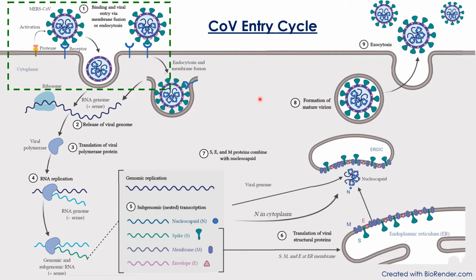So our main focus in this entire entry cycle will be on the interaction of the spike protein with the receptor, because this is the interaction which forms the first line of engagement with the host cell. If this engagement is disrupted, the virus will not be able to enter inside the host cell. So understanding this interaction, this mechanism, and the dynamics behind it is very, very crucial if we want to combat deadly diseases caused by COVs.